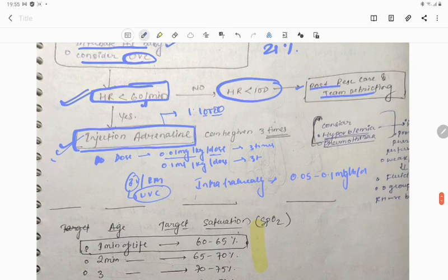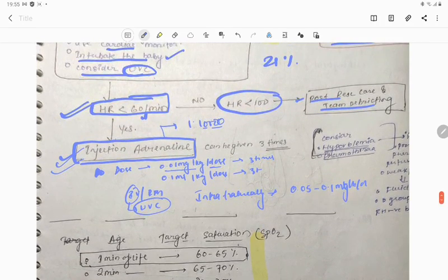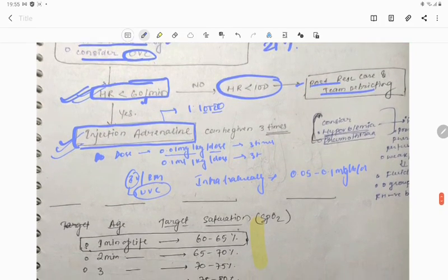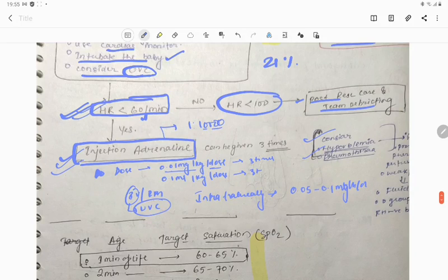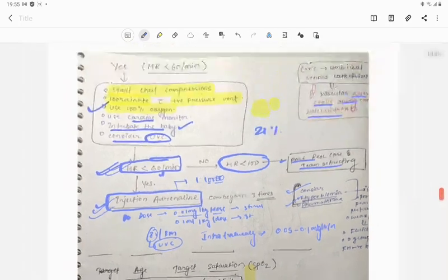So even after the injection of adrenaline 3 times, the child is not responding and the heart rate keeps on falling. At a higher center, we might consider hypovolemia or some other conditions, right? So this was all about the neonatal resuscitation protocol. So let us have a quick look over it.